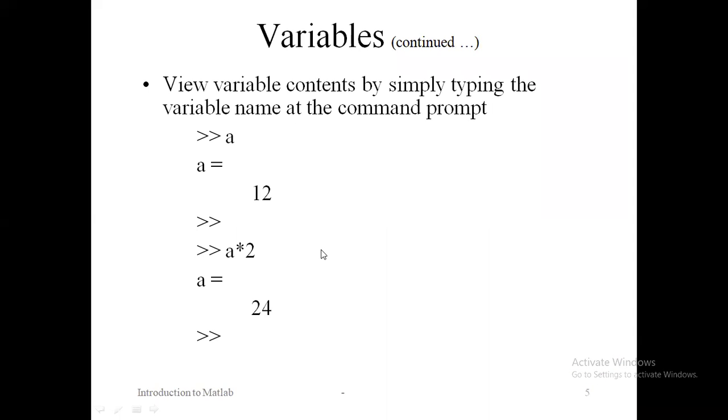Suppose you have some a and you want to multiply a by 2. Then you simply write a multiplied by 2, and you will get the output of that command. Here you have allotted the variable as 12, and after that you are doing some kind of computation, multiplying that variable by 2, and you will find the result is 24.